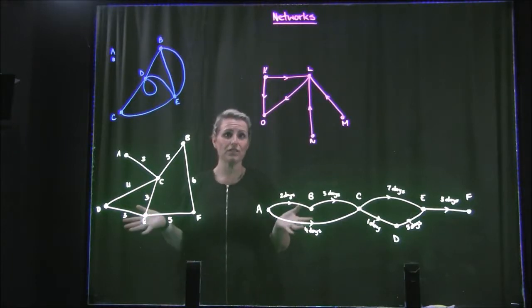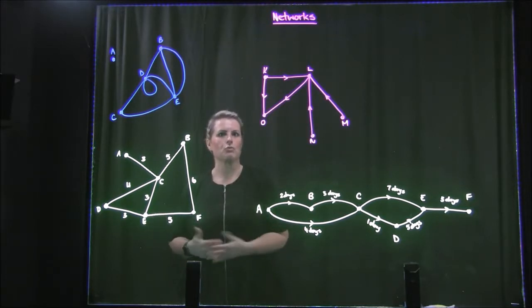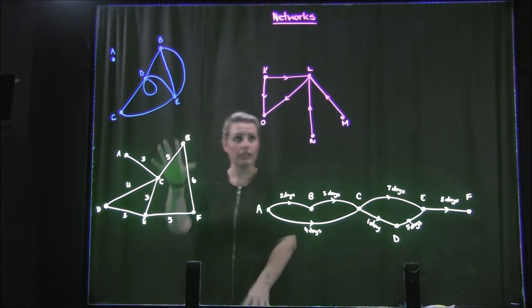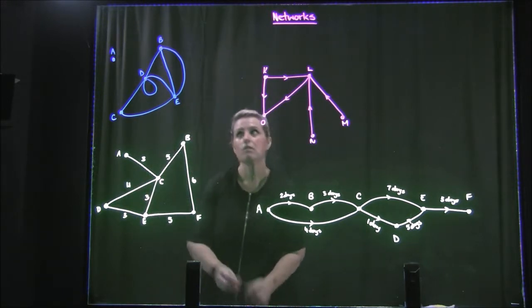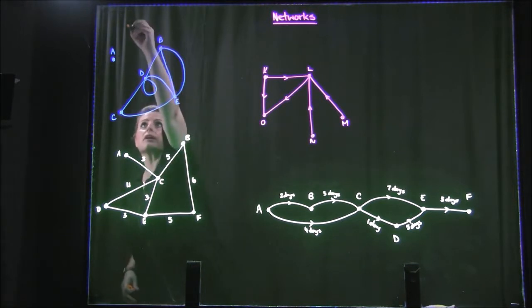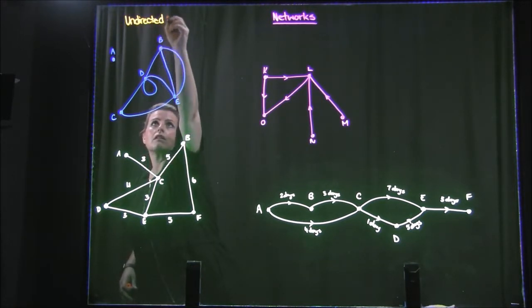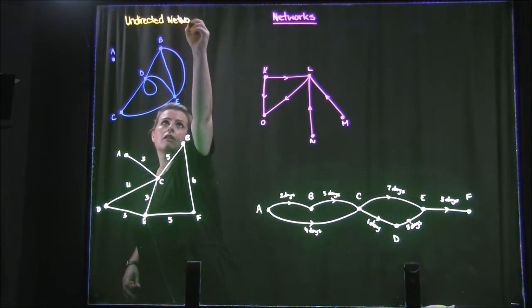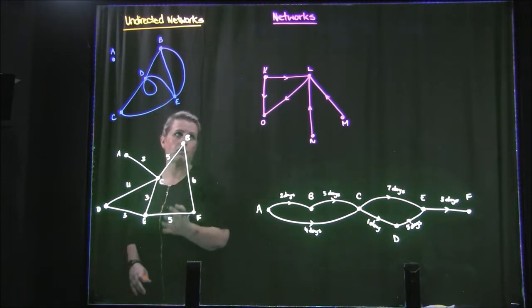Okay, so this video is going to be just introducing you to networks, so the different types of networks and the language around them. What I've got here are some examples of two different types of networks. Up here we have undirected. So these two here are undirected networks.